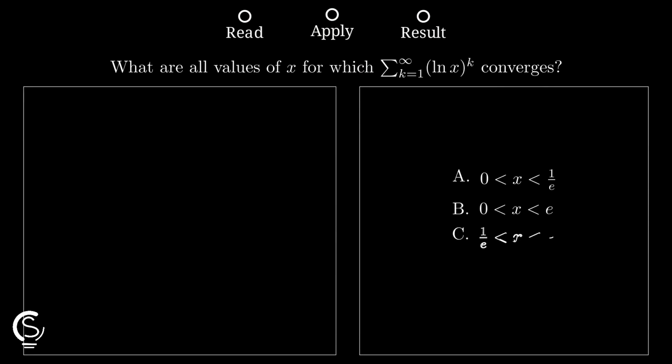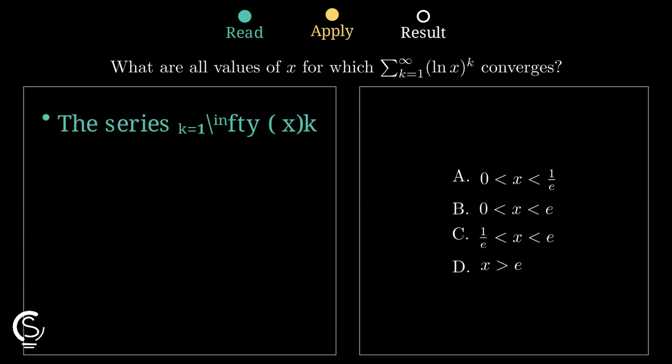Start by noticing the series is the sum from k equals 1 to infinity of (ln x)^k. So every term is a power of the same quantity, ln x. That means we are looking at a geometric series. For a geometric series, convergence happens only when the common ratio has absolute value less than 1. Here, the ratio is ln x, so we need |ln x| < 1.